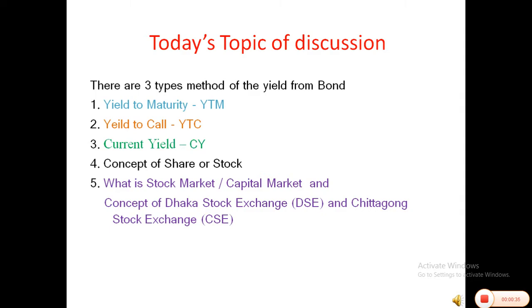Dear students, in my first lecture, I am going to focus on coupon bond, zero coupon bond and perpetual bond. Then today's topic of discussion: there are three types of methods of yield from bond. First one, yield to maturity, YTM. Second, yield to call, YTC. Third, current yield, CY. Fourth, the concept of share or stock. Fifth, what is stock market or capital market, and the concept of Dhaka Stock Exchange, DSE, and Chittagong Stock Exchange, CSE.